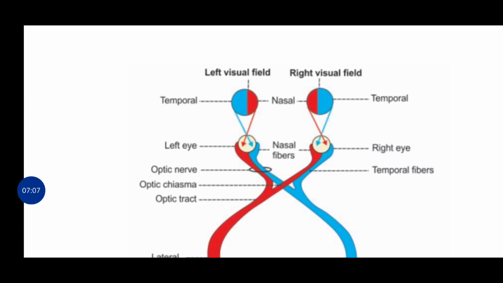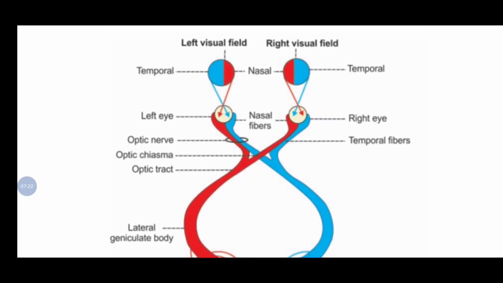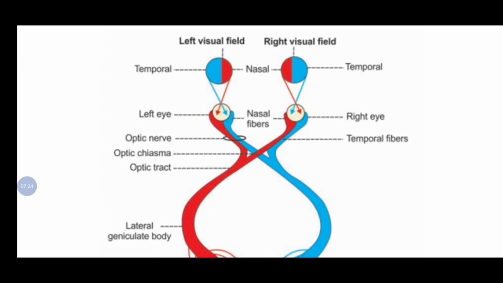It comes like a cross. Okay, not on the same side. It is not that the nasal field will focus on the nasal part of your retina. Nasal goes to the temporal and the temporal goes to the nasal. So from here the optic nerve leaves. Okay, so you can see the optic nerve, the red and the blue. The optic nerve leaves from the left eye and from the right eye.